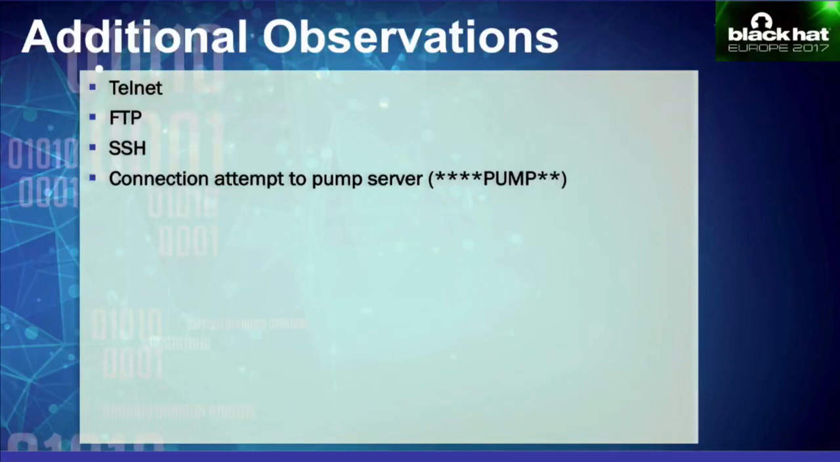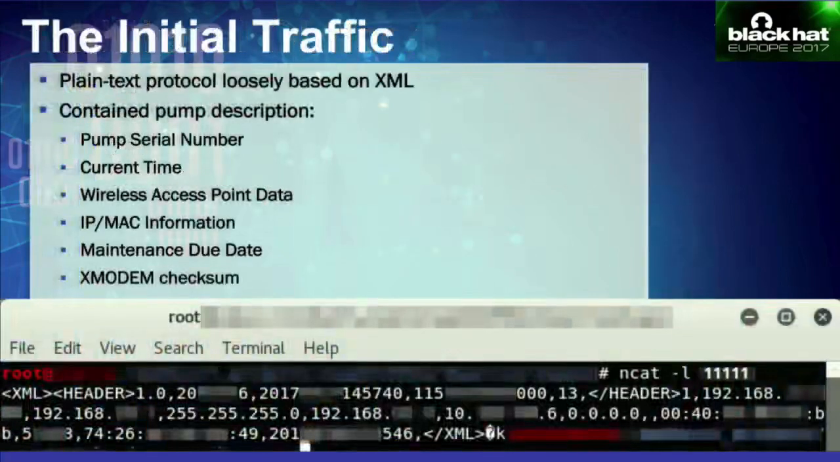So we put the Netcat utility on our fake pump server, and it started to listen on TCP port 11111, which is the same port that the pump was trying to reach out to. So we started receiving some packets. This is what an initial packet looked like.